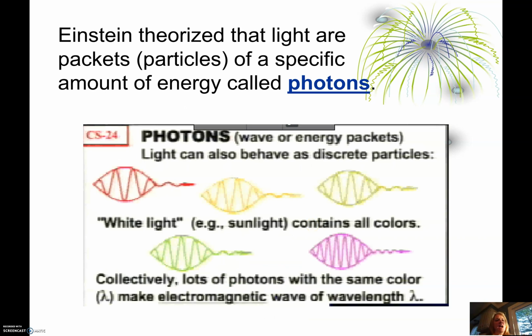Now, like I said, Einstein was the one who explained the particle nature of light because of the photoelectric effect. So what he did is he theorized that light are just packets or particles of specific amounts of energy. And so these packets of energy were later called by Gilbert Lewis photons. So that's what a photon is when you hear about photon torpedoes. Photons are actually just specific amounts of energy. That's it. That's what light is.